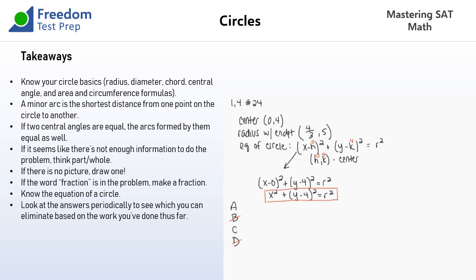Okay, now let's look at the difference between a and c. In fact, they're exactly the same, except for what they equal. A says it equals 25 over 9, and C says 5 over 3. Now we know that an equation of a circle equals the radius squared. So A has to be the answer, because A is literally C squared. Okay, so it's got to be A.